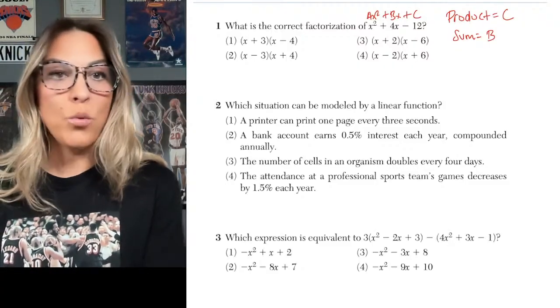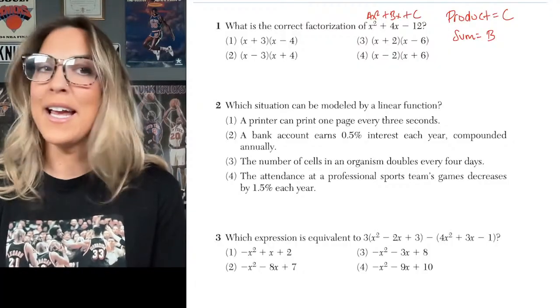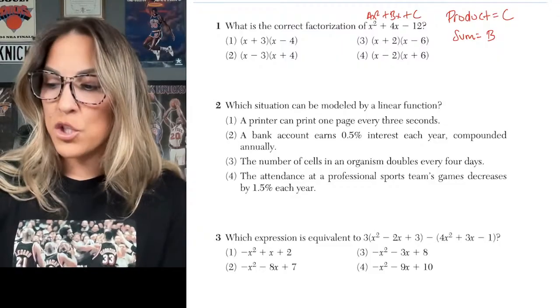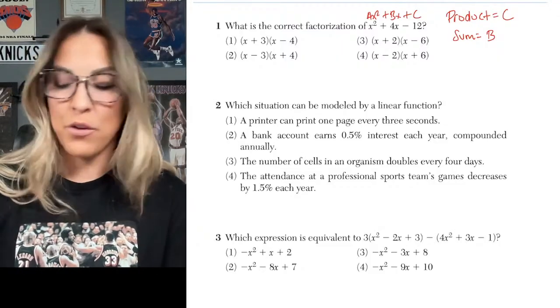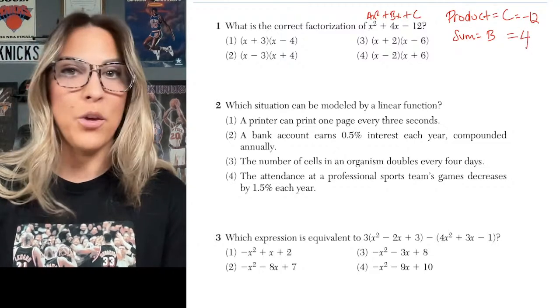What I'm going to teach you only works when the coefficient of x squared is 1, but on the Algebra 1 Regents, it's always going to be 1 when they're asking you to factor this way. So the product is c. My c value here is negative 12. My sum is b. The b value is 4.